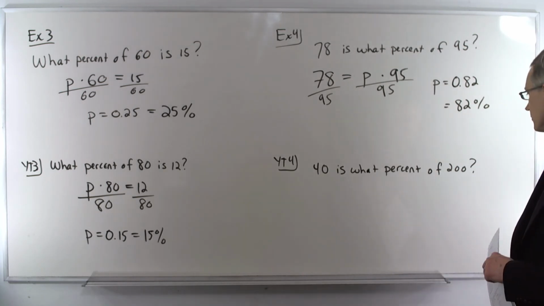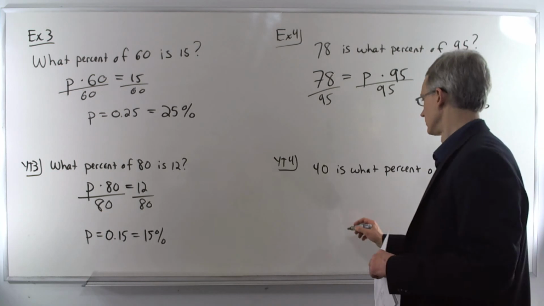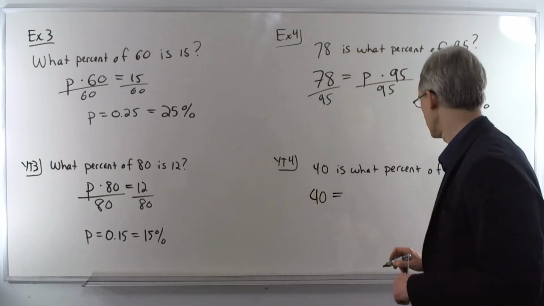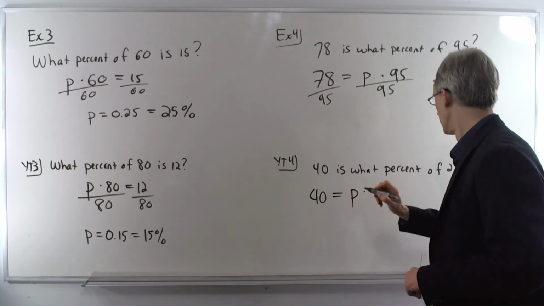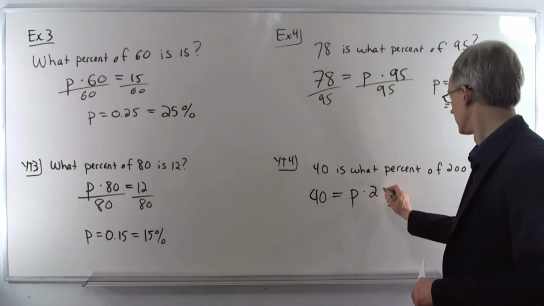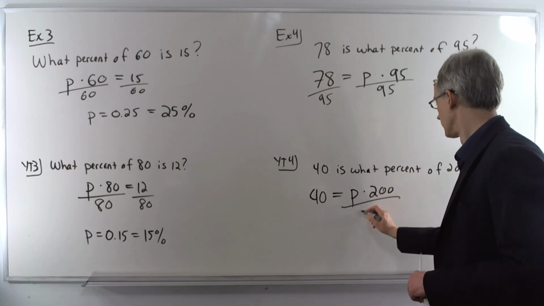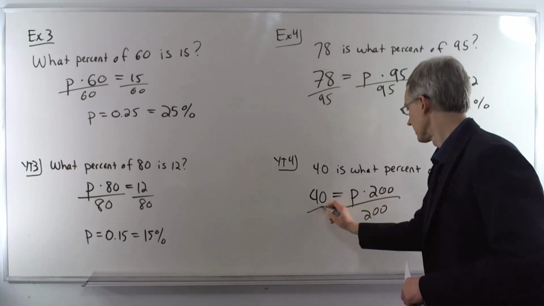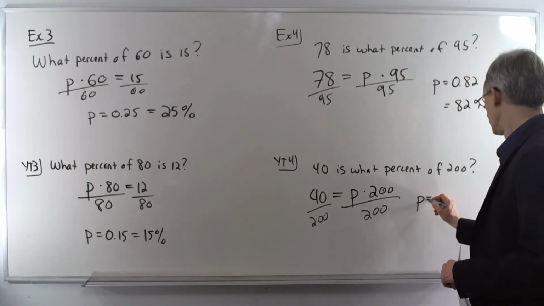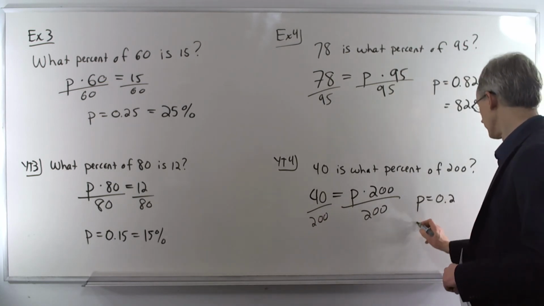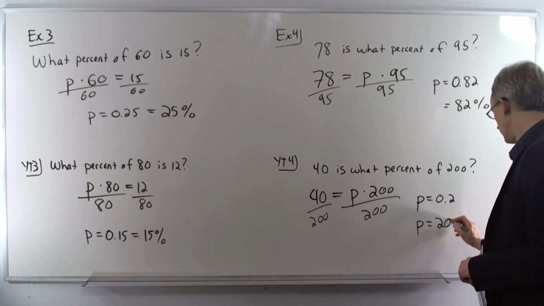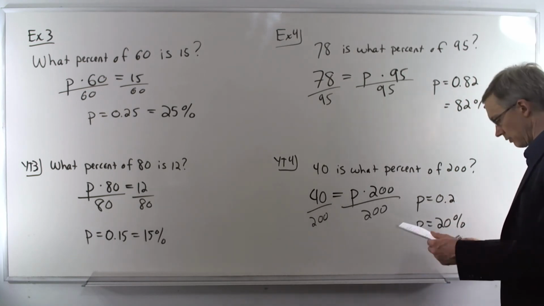All right, 40 is what percent of 200? 40 is the equal sign. What percent's P. Of is multiplication, and 200 on the end. Divide both sides by the number being multiplied by the variable, and we get P equals 0.2. Move the decimal 2 to the right, we get 20%.